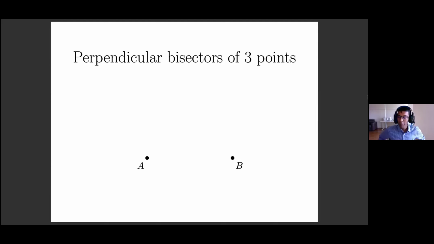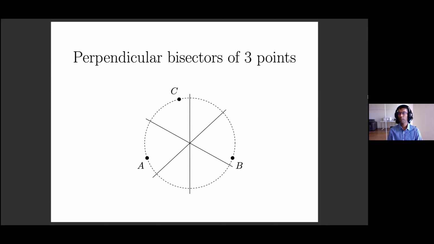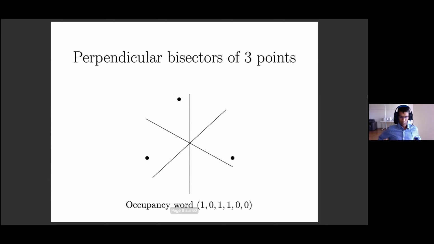So, the beginning. If you have 2 points in the plane, A and B, you can draw the perpendicular bisector of these 2 points. It's the line of all the points that are at the same distance from the 2 points A and B. Now, if you have 3 points, A, B, and C, you can draw the perpendicular bisectors of AB, AC, and BC, and you get 3 lines that intersect at a point, which is the center of the circle going through A, B, and C. So what we have here is 3 points and 3 lines that intersect at a common point.